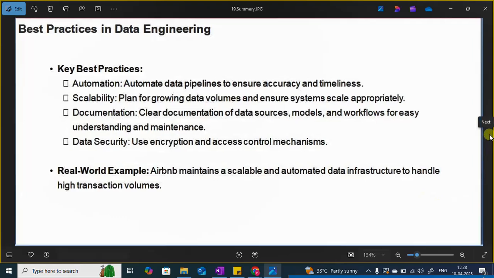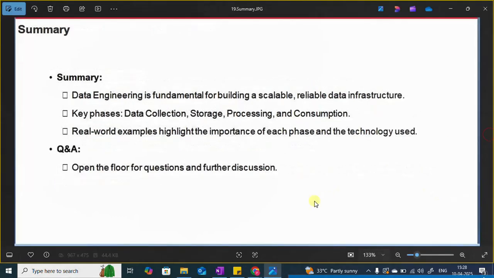Now, summary. What are the things we have discussed as part of this second part of the agenda? Data engineering is fundamental for building a scalable, reliable data infrastructure. Key phases: data collection, storage, processing, and consumption. The real world examples highlight the importance of each phase and the technology used.